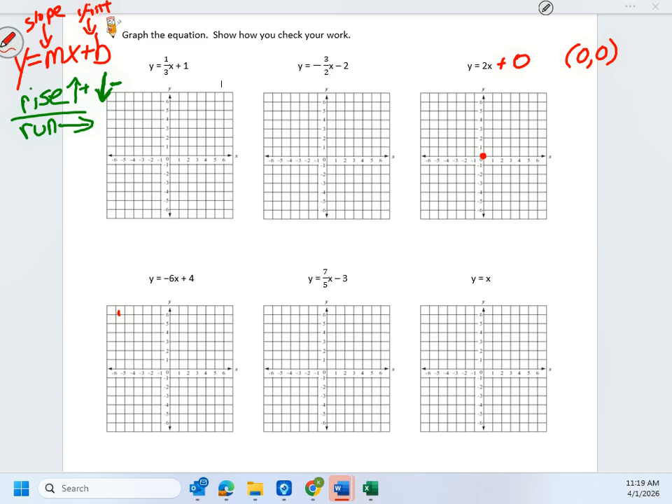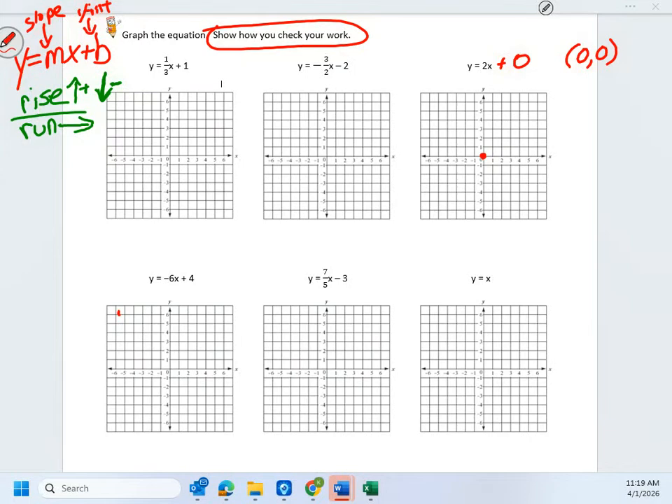So it says you're going to graph the equation. Show how you check your work. So let's see what that means. How are we going to check our work? So let's do this first one together. I need to find my y-intercept. I need to find my slope. I want you to actually write them out. Okay? So my y-intercept for this first one, y equals 1/3 x plus 1.